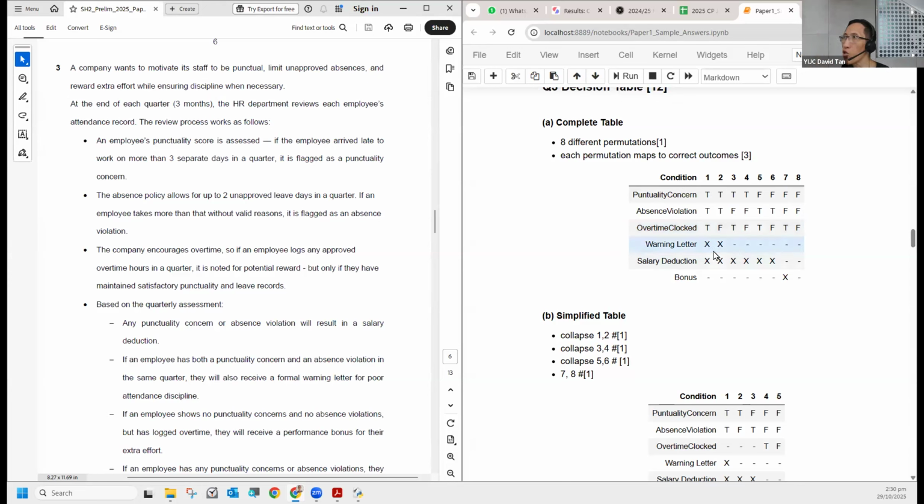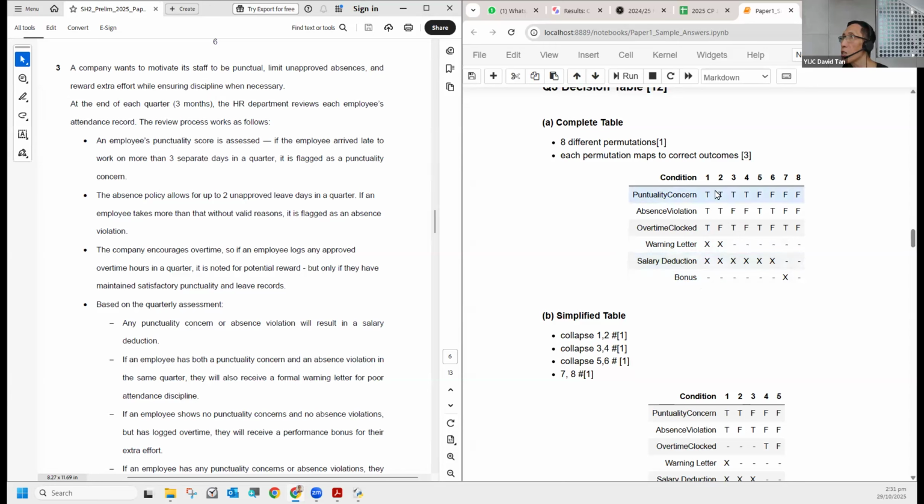Down here it's a cross, so you need to understand what it means by cross. The cross doesn't mean that there is no warning letter. Or does this cross mean that there is a warning letter? When you put a cross, it's very ambiguous in the sense of whether you have a warning letter or don't have a warning letter.